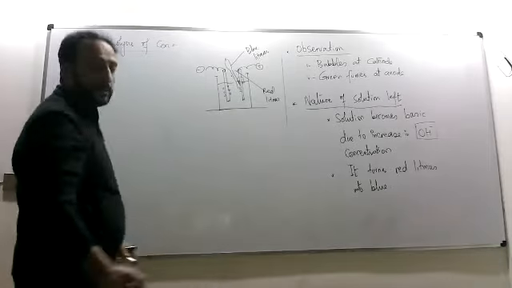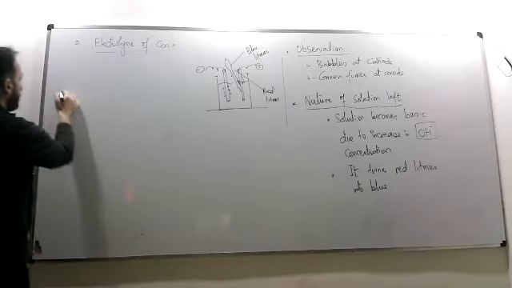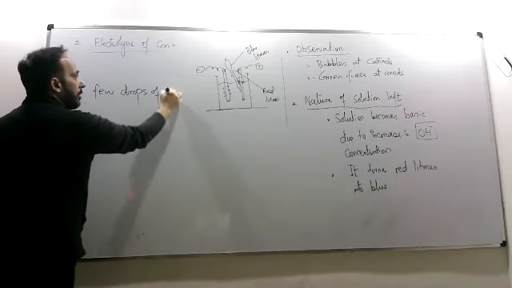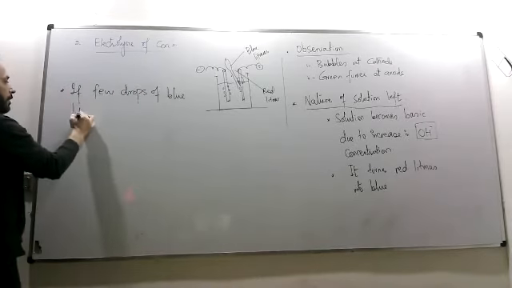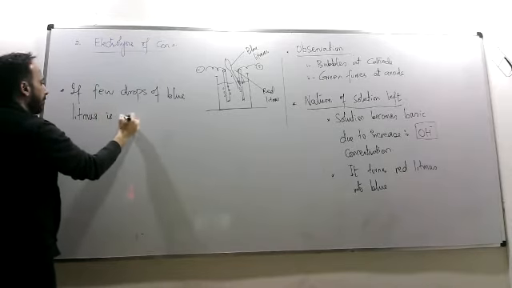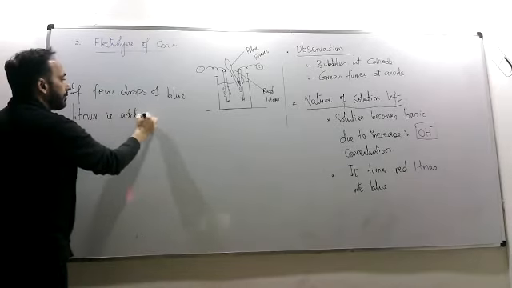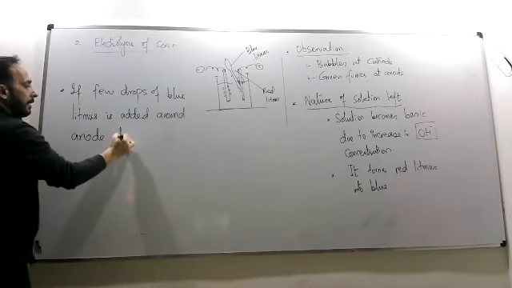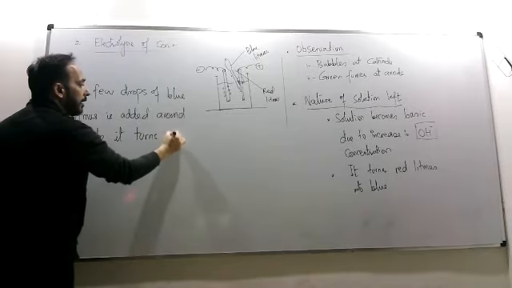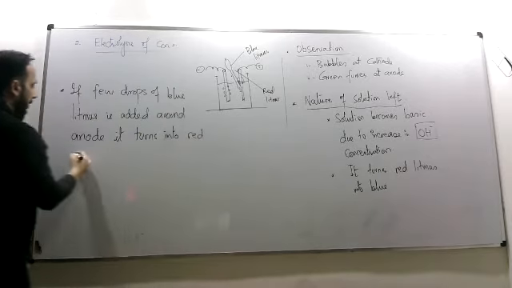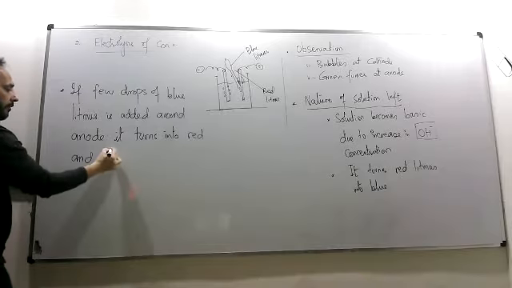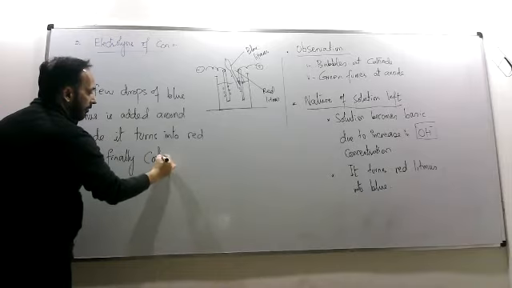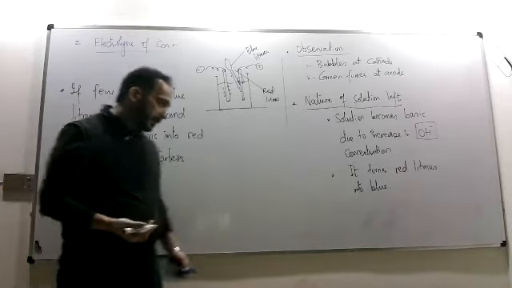इसको हम लिख लेते हैं यहाँ पर कि इसी के नीचे आप ऐड कर लें a few drops of blue litmus is added around anode. It turns into red and finally colorless, or finally changes into colorless solution or turns colorless.